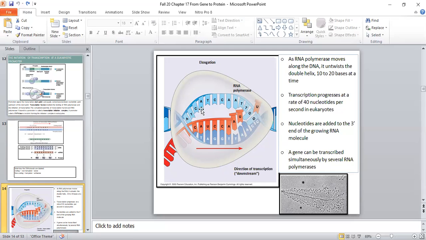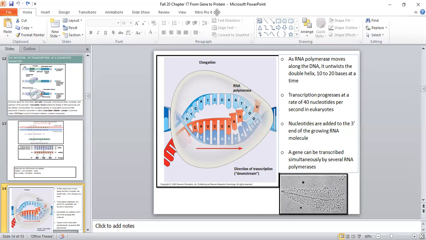So what is happening here? This is actually the elongation process. It keeps on untwisting, keeps on reading, and it is moving in the 5 to 3 direction. The transcription progresses at a rate of 50 nucleotides per second in eukaryotes. This is very interesting, a very, very high speed process. 40 nucleotides are joined together in 1 second. A gene can be transcribed.